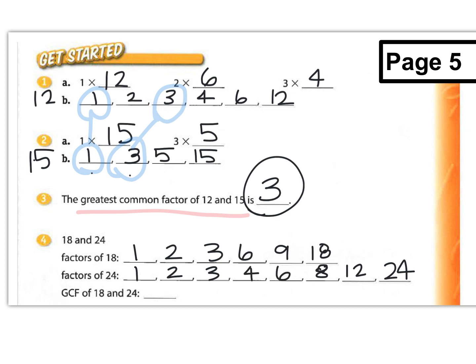So let's look at the common ones again. So we have 1 and 1, 2 and 2, 3 and 3, 6 and 6, and those are the only ones they have in common. But then the greatest one, the biggest one, is 6. So that's why it's helpful to write them in order so you can see very easily which one is the greatest.